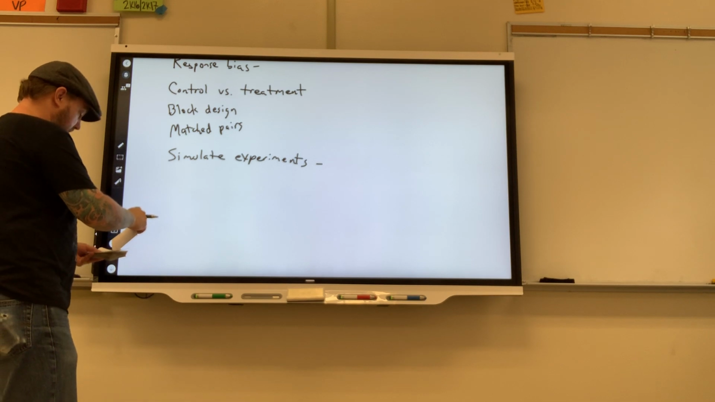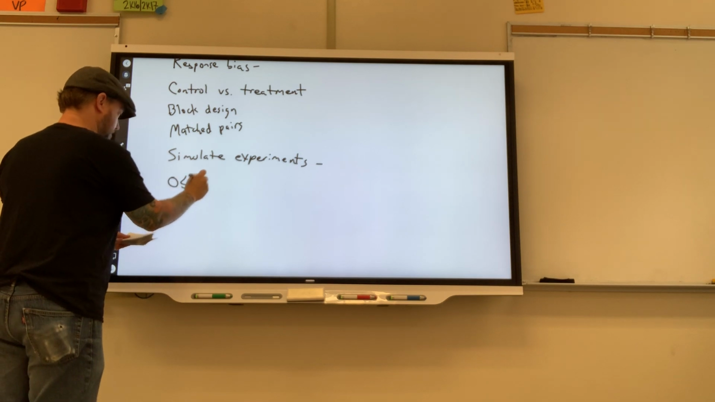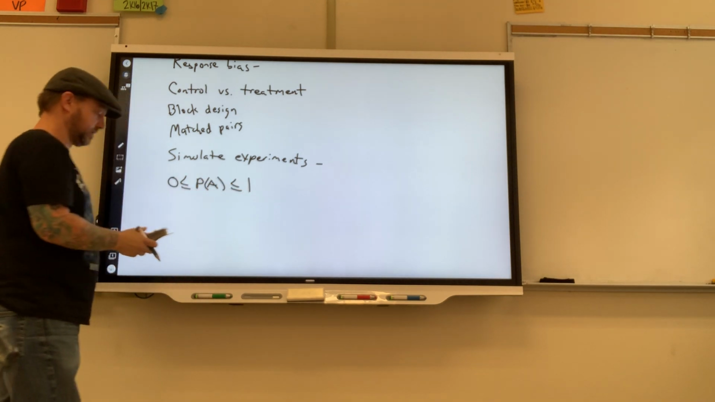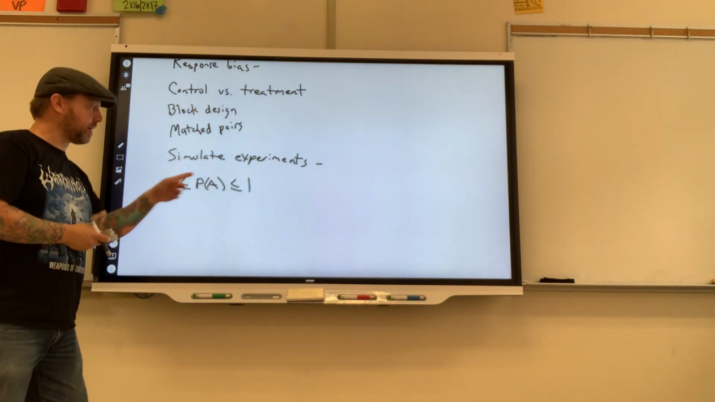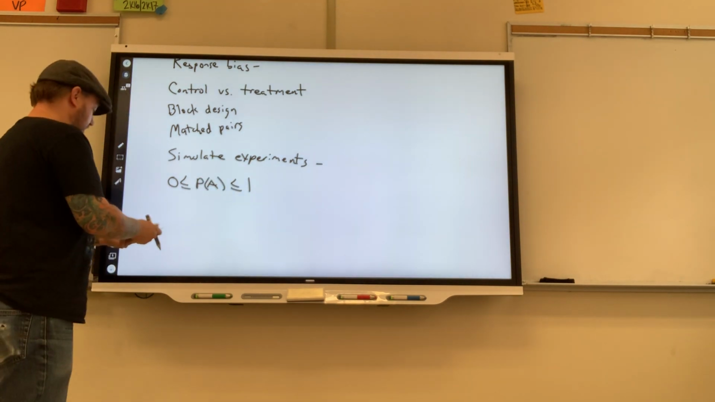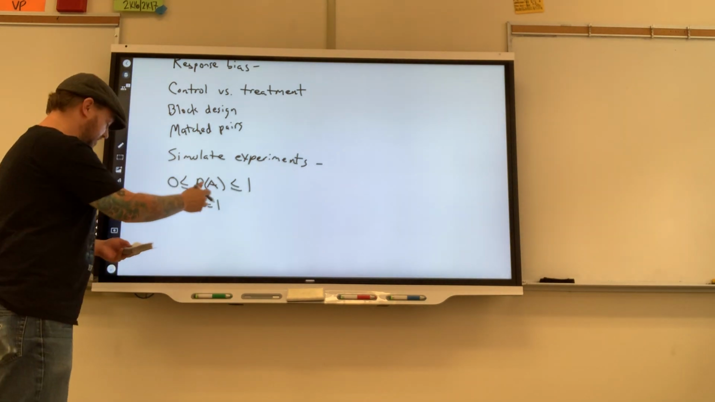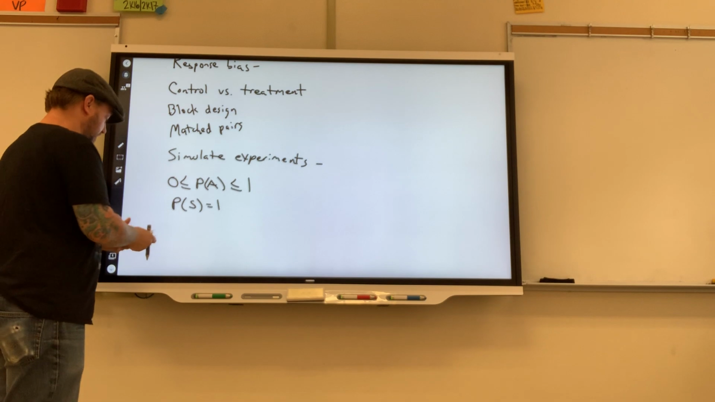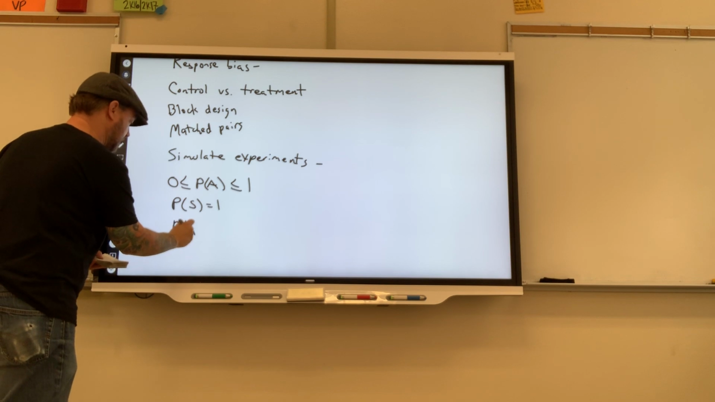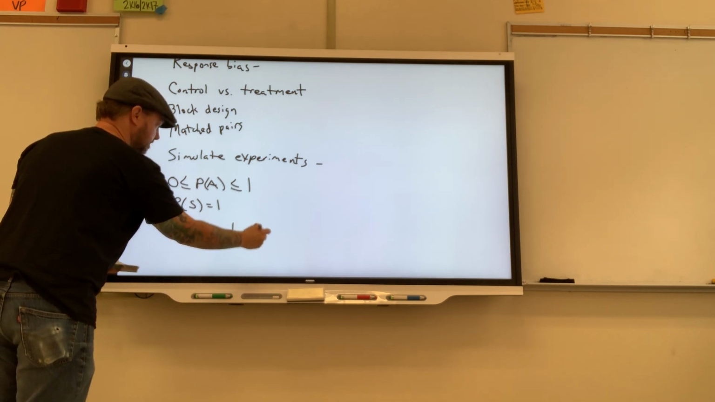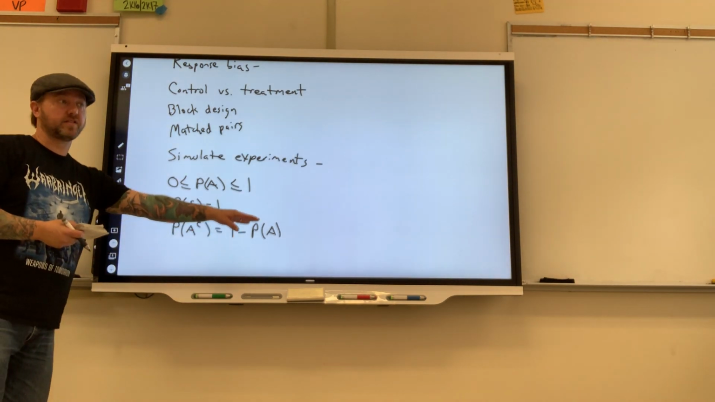Let's talk about some rules of probability. The probability of an event is always between 0 and 1: 0 meaning it can't happen, 1 meaning it's going to happen. The probability of S is 1. This is the sample space. Something's going to happen. The probability of a complement, the probability it doesn't happen, is 1 minus the probability that it does.